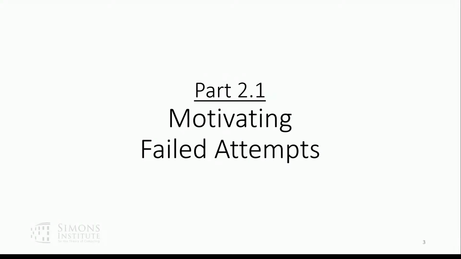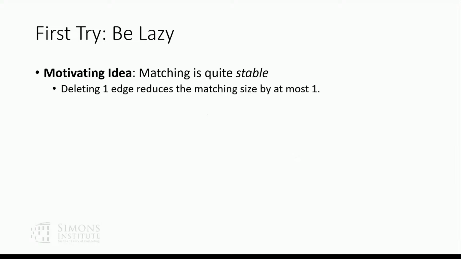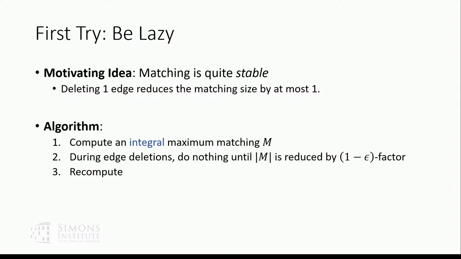Okay, so let's try some things that don't work, but that are going to lead us to the final solution. The first thing you want to try is, let's just be lazy. The nice thing about a matching is that it's quite stable. If you delete a single edge, that can only change the matching value by 1. So our algorithm is we're going to compute a matching, and then we're just going to wait for epsilon times the size of the matching deletions.